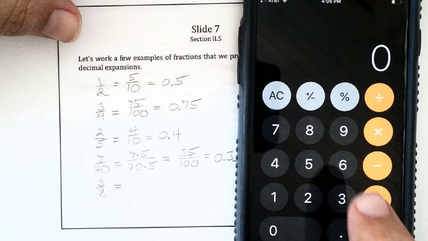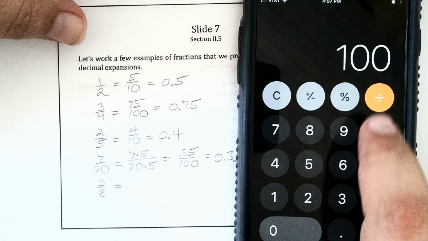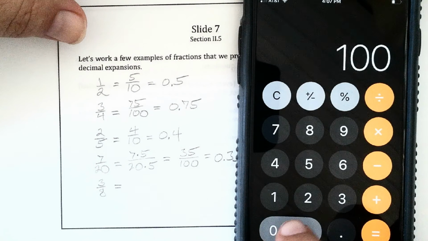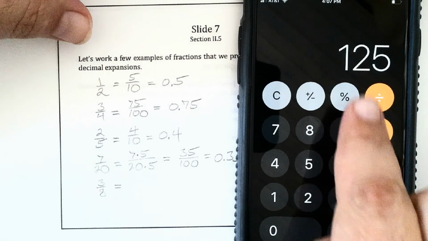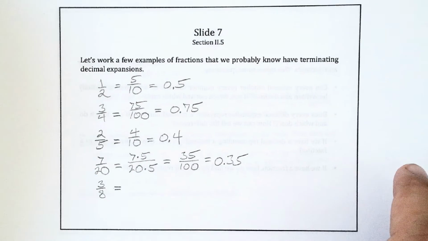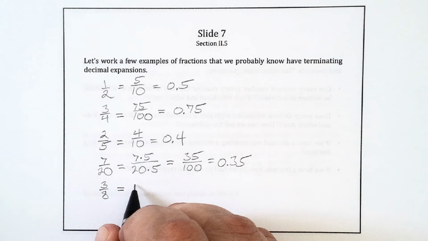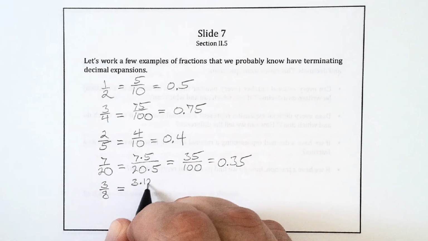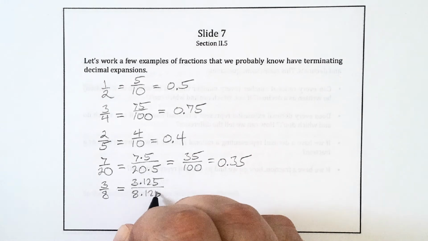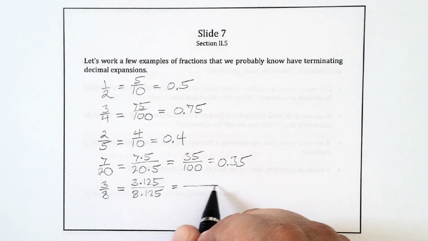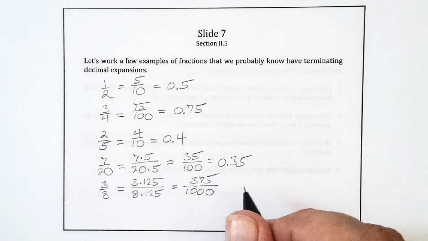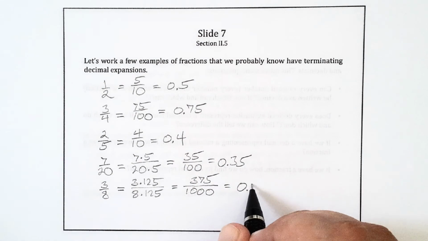If I do 100 divided by 8, well, it doesn't go into 100. So let's try 1,000. Well, that goes in there 125 times. So what I can do is multiply top and bottom by 125. And on the bottom I get 1,000, which is what I was shooting for. On the top I get 375. So that comes out to 0.375.